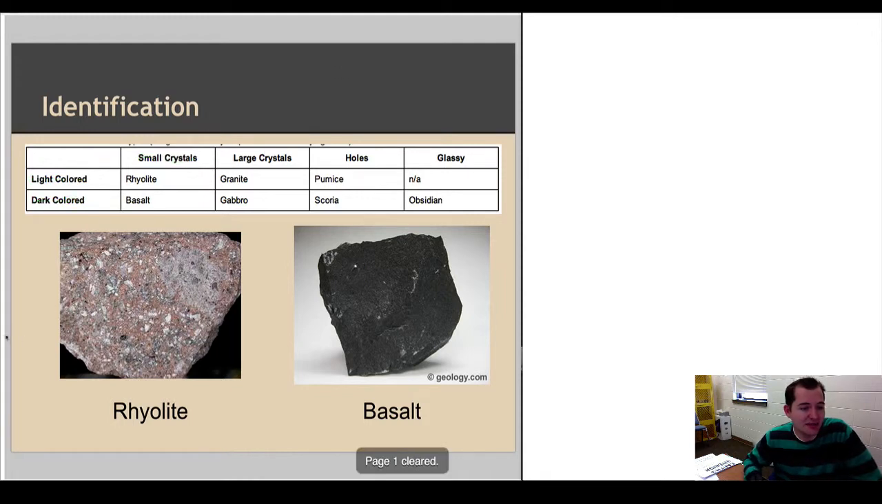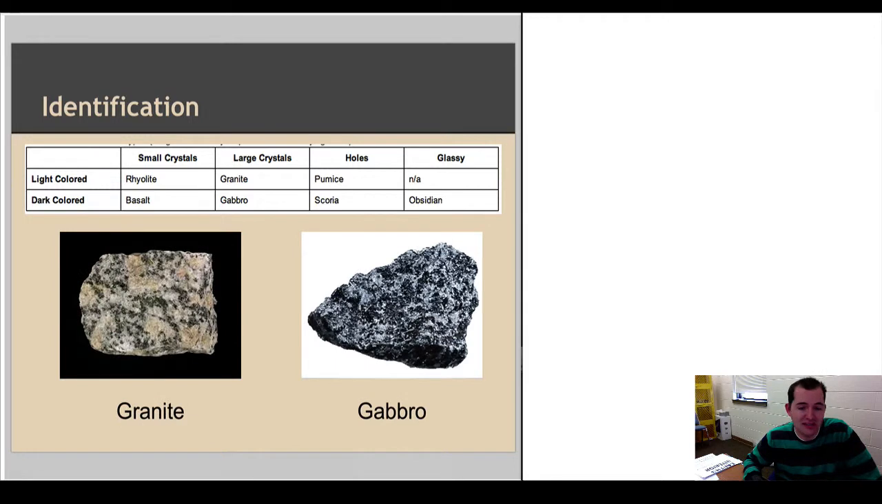Our next one that we're looking at is large crystals, and these are probably the easiest igneous rocks to identify because the crystals are so large and so easy to see. Again, we've got an example of a light colored one and a dark colored one. This is granite, one of the most common igneous rocks we will see, and one of the easiest for us to identify. It's got large crystals. We can easily see them and distinguish them from others. Same with our gabbro over here. Large crystals and easy to identify.